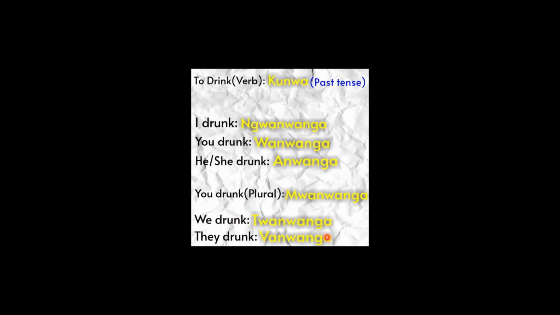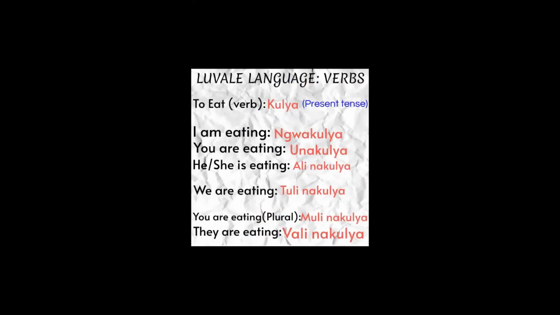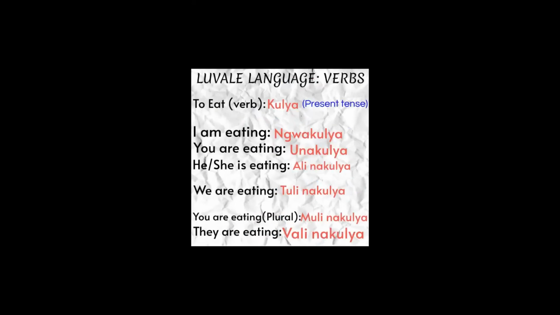Do you have questions on anywhere we didn't get? Maybe on this chart, the verb to eat, kulia, present form. I'm eating. Wakulia, you are eating. Unakulia, he or she is eating. Anakulia, we are eating. Ulinakulia, you are eating, plural. Walinakulia, they are eating. This is the present form of the verb to eat.